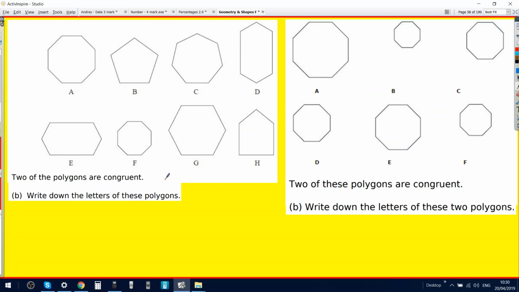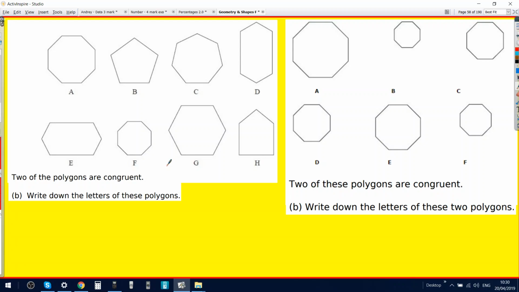Okay, how about this on the left? 2 of these polygons are congruent. Write down the letters of these polygons. What does congruent mean? Identical. Okay, so it might have been slid across, it might have been rotated, but it's the same size, same shape. Is it A and F? Oh no, because they're not the same size. A and C.